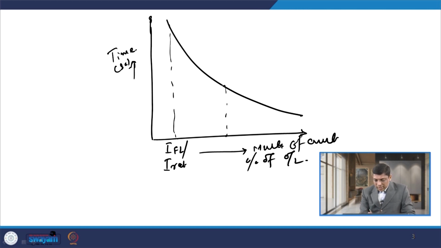So, if I extend this point here, then for this particular magnitude of fault current or percentage of overload, this equipment can withstand that percentage of overload only up to this much period of time. So, if I consider another percentage of overload higher than the earlier one, and extend it on the graph, then for this higher percentage of overload, the equipment can withstand only up to this much time period, which is lower than the earlier one.